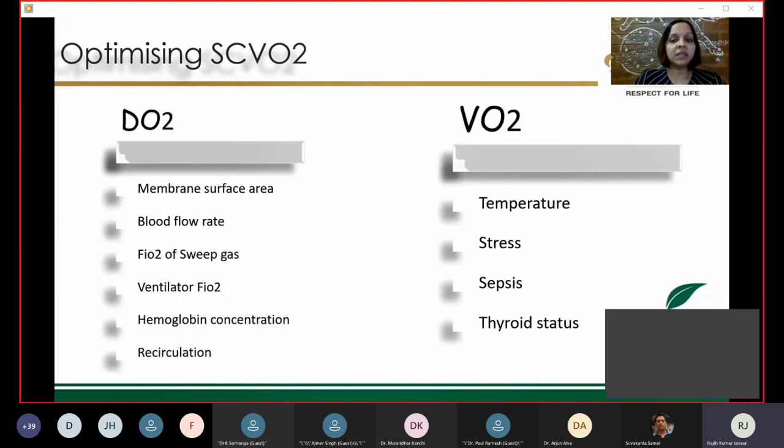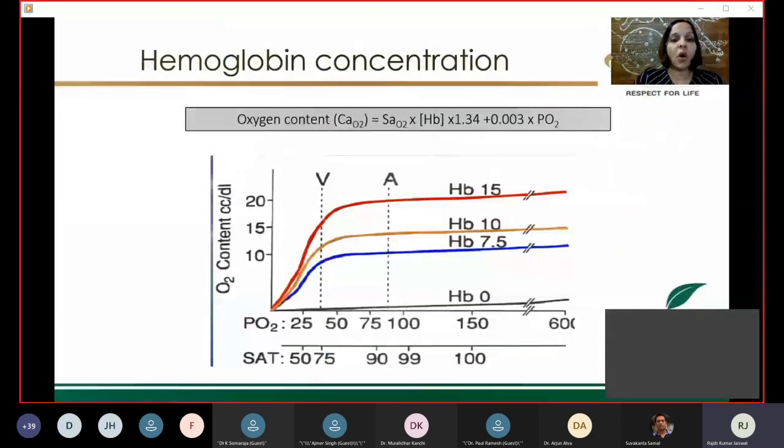On ECMO, decreasing the temperature may be the easiest method of decreasing oxygen demand. There is an obvious correlation to the HB and the oxygen carrying capacity of the blood, and it can help improve the oxygen supply when all other methods to improve oxygenation on ECMO have been tried.